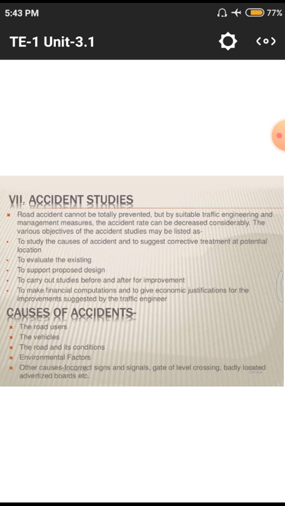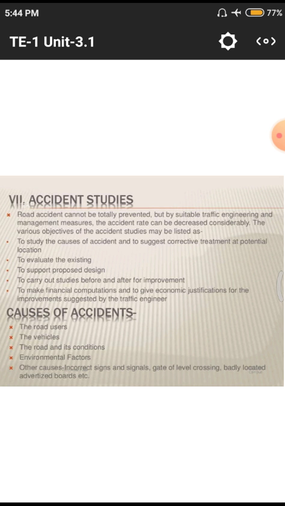First one is the road users. Normally we have different kinds of road users: two wheelers, four wheelers, heavy vehicles, and pedestrians, that means walkers. All those are road users. Among them there is some mismatch of communication. Suppose a two wheeler is going on a particular route and doesn't blow his horn while overtaking a vehicle, that is also a mismatch, and it comes under road users.